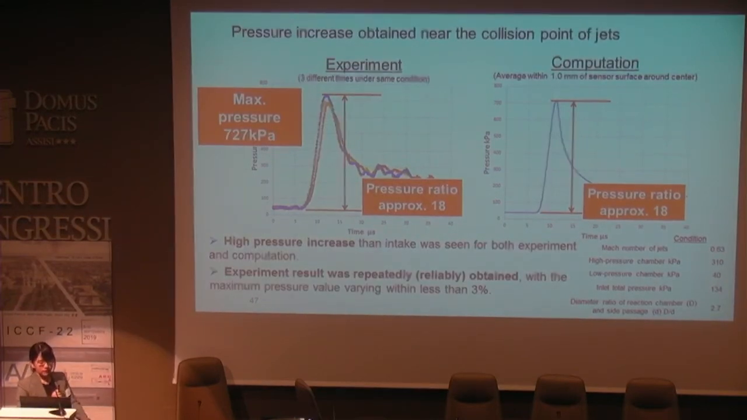And I'd also like to say again that the experiment result was repeatedly, or reliably, obtained, with the maximum pressure value varying within less than 3%. We also did experiments where we varied the position of the pressure sensor, and we got similar results, and we also got results that implied the stability of the collision of jets.